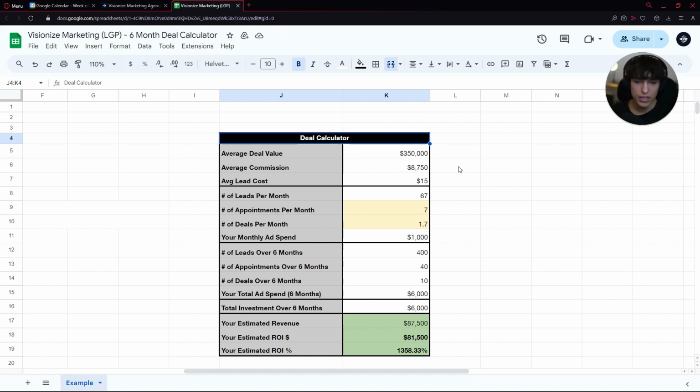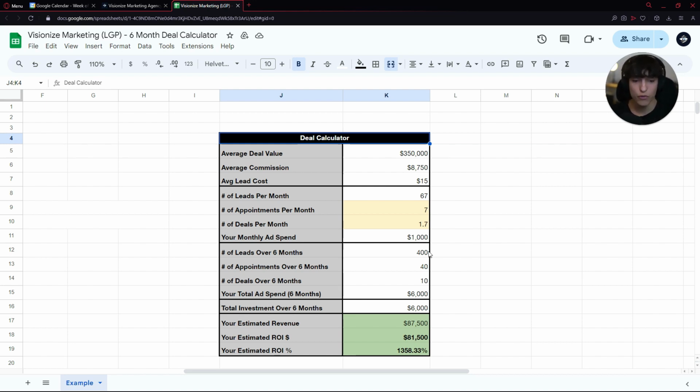At an average cost per lead of $15 and spending $1,000 a month on ads, we're going to get 67 leads on average. If 10% of those convert into appointments, that should bring us 7 appointments. And then if we're closing at 25%, that'll bring us 1.7 deals per month. So about 1 to 2 deals a month. And now looking over a 6-month time horizon, we're going to have a total of 400 leads in the pipeline over that 6 months. We should take 40 appointments, and of those, at least 10 should close. So you're spending a total of $6,000 on ads to get 10 deals.